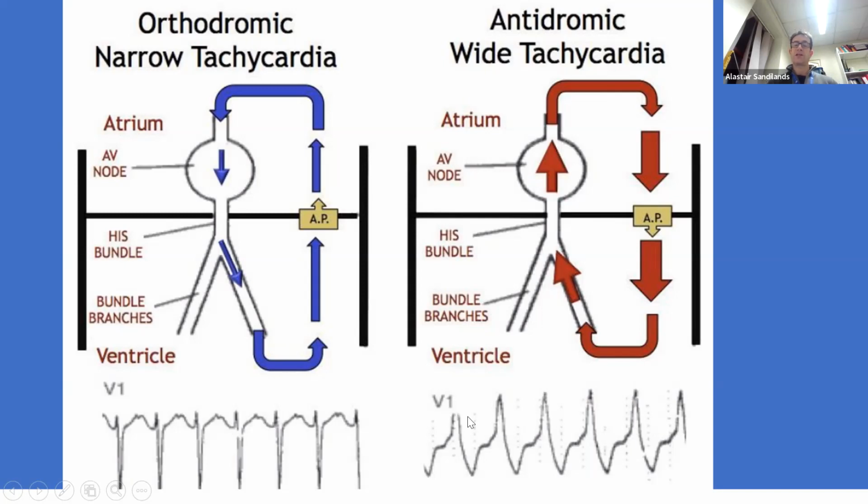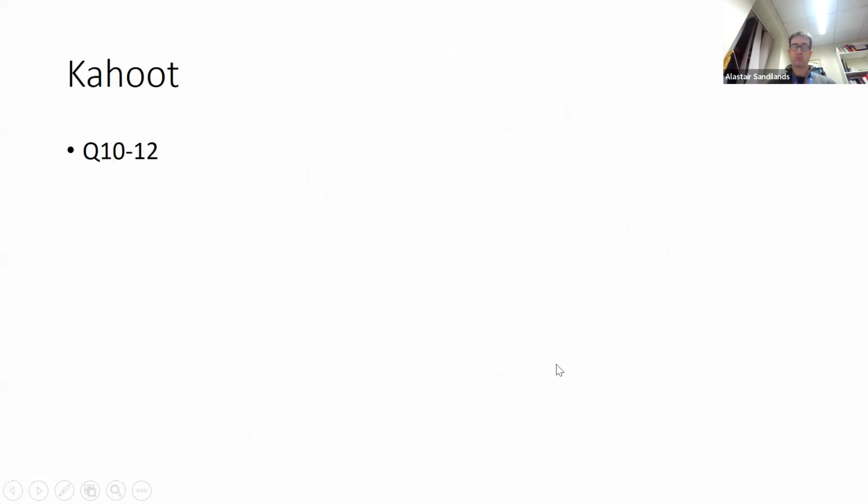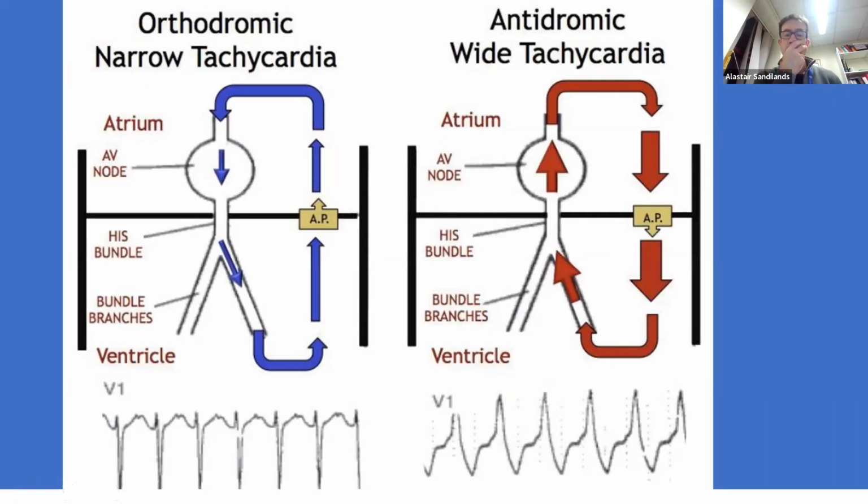Okay, so this tachycardia is broad, but there is a presence of a delta wave. Presence of a delta wave means you've got forward conduction, the tachycardia is going from the atrium to the ventricles. That example is atrial fibrillation. Any questions?